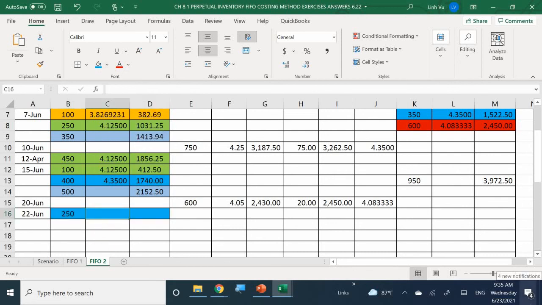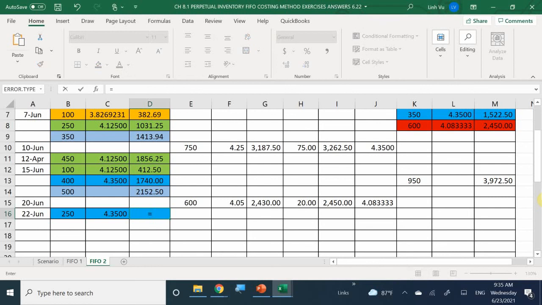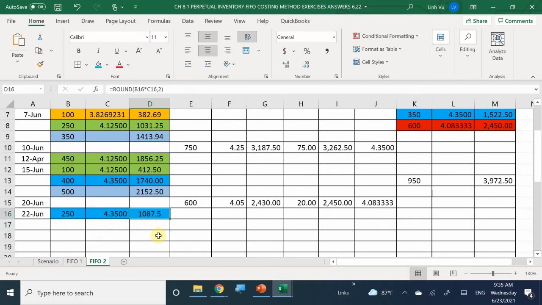What is my cost per item for the blue batch? $4.35. So let's calculate it. How much is it going to cost me to sell 250 units? 250 times the 4.35. $1,087.50. Good. Is that what you have there? That's exactly what I have.